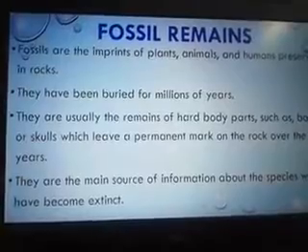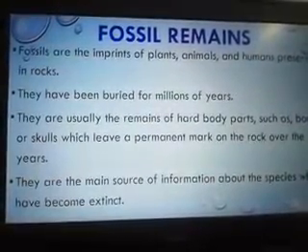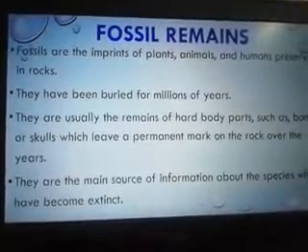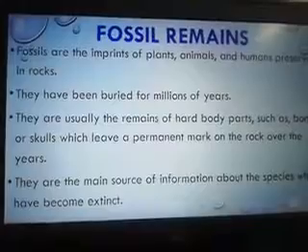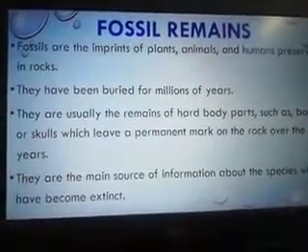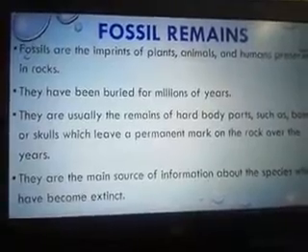So they have been buried over millions of years. They are usually the remains of hard body parts such as bones or skulls, which leave a permanent mark over the years. So fossils are the main source of information about the species which have become extinct now, children.